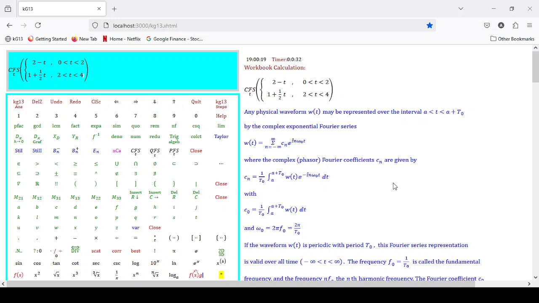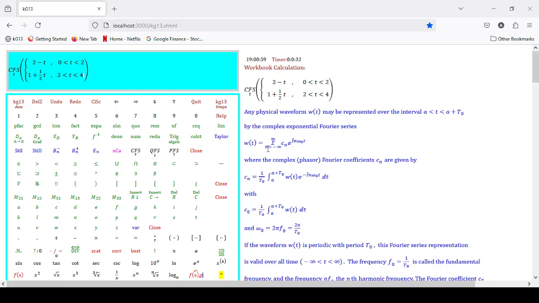What we have here in blue is just an explanation, a sort of background, especially for those who are studying engineering. We explain the following. Any physical waveform w of t may be represented over the interval, let's say the waveform exists over the interval between, let's say, a and a plus t naught. It can be represented as a complex Fourier series by this formula. There's your waveform, and this on the right side, we will say it's a complex Fourier series.